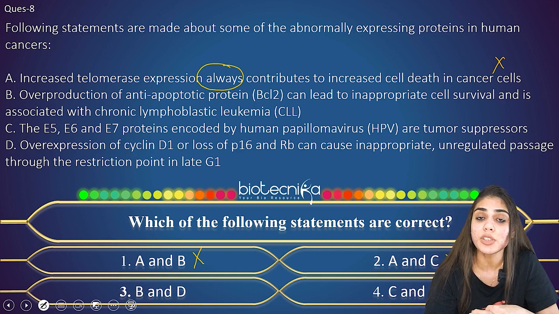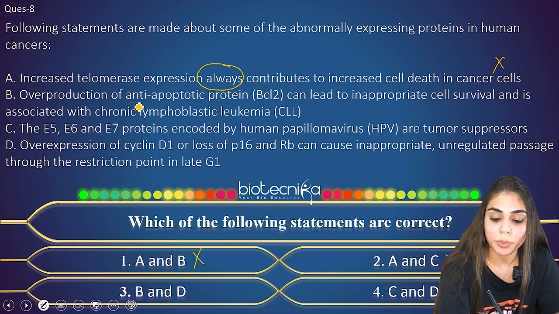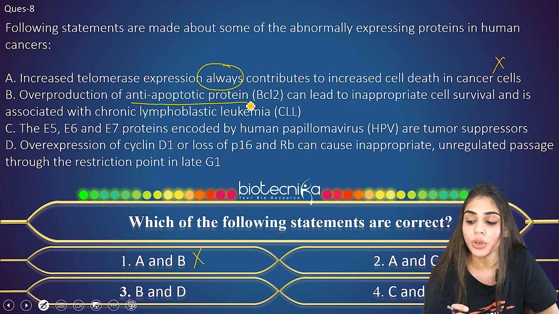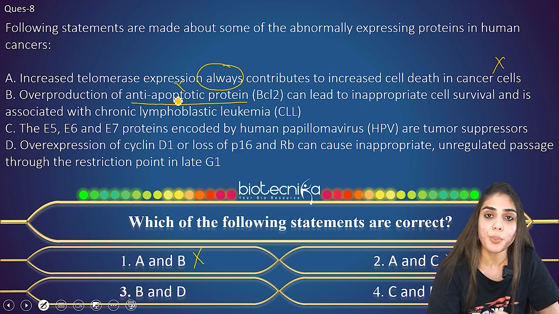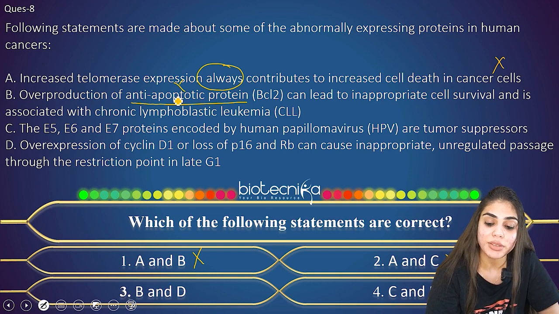So what are the examples of anti-apoptotic protein? It is the BCL2 family of proteins. And what are the examples of pro-apoptotic protein? They are BAX, BAK, BID, BIM, BIK. Many proteins are there. So, overproduction of anti-apoptotic protein: if they are overproduced, it will lead to inappropriate cell survival, because they are stopping the process of apoptosis, and it is associated with leukemia and lymphoma type of cancer. That is what is called chronic lymphocytic leukemia.